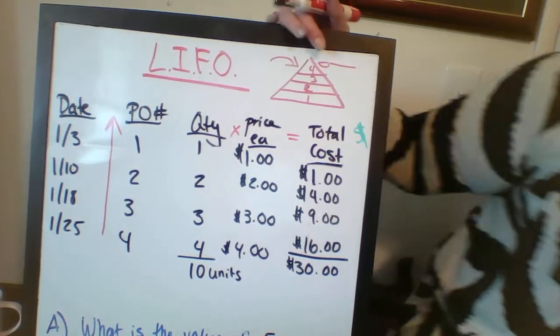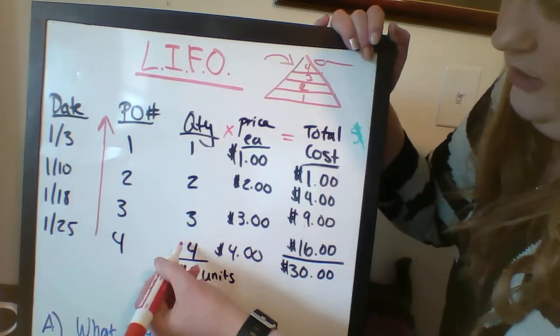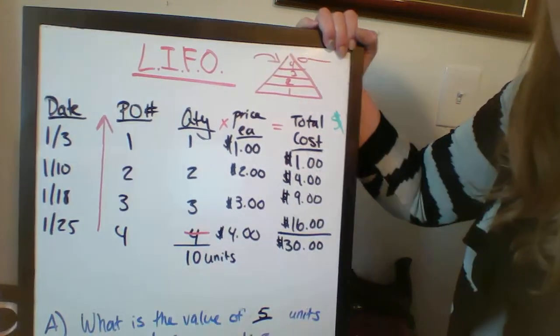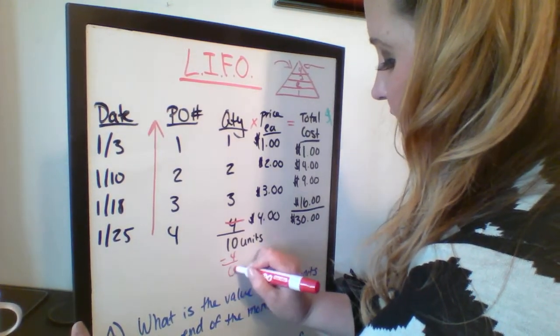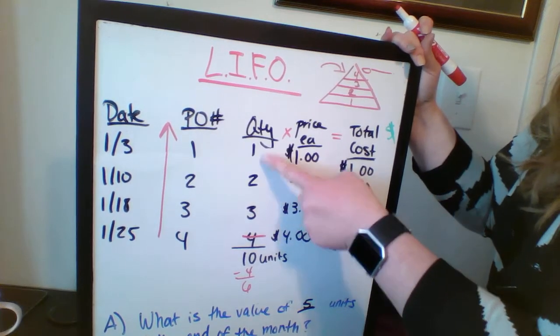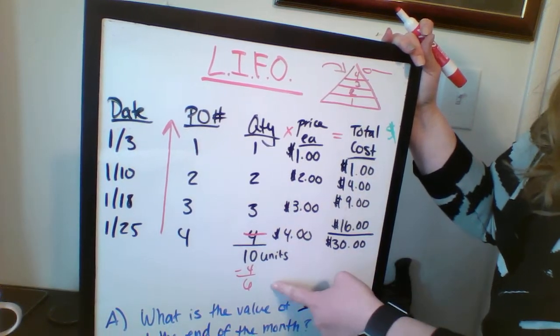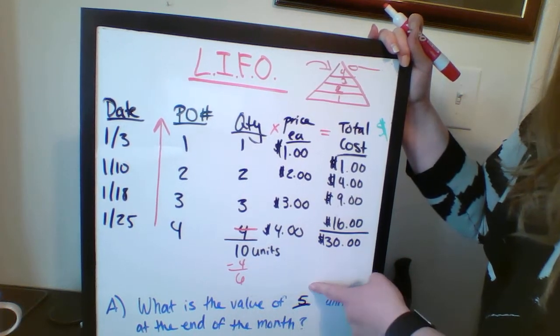So LIFO is starting with last in, first out. So the last PO is what's gone. So here we go. So 4 is gone. So 10 minus 4. 10 minus 4 is going to be 6 units, right? You can easily count that by saying here's 3, 2, and 1 makes 6, so therefore we're still on the same correct path. Next, is 6 bigger than 5?